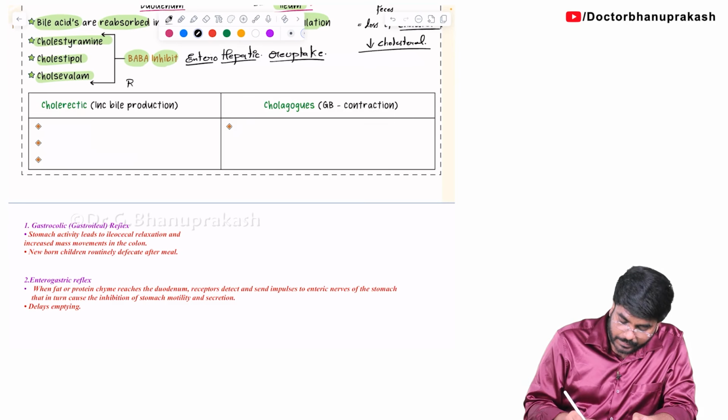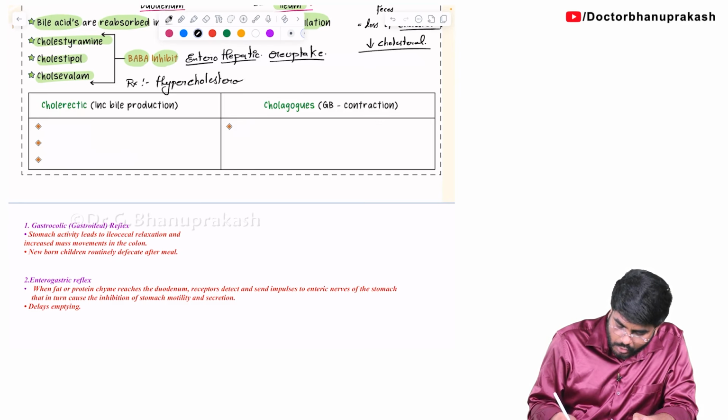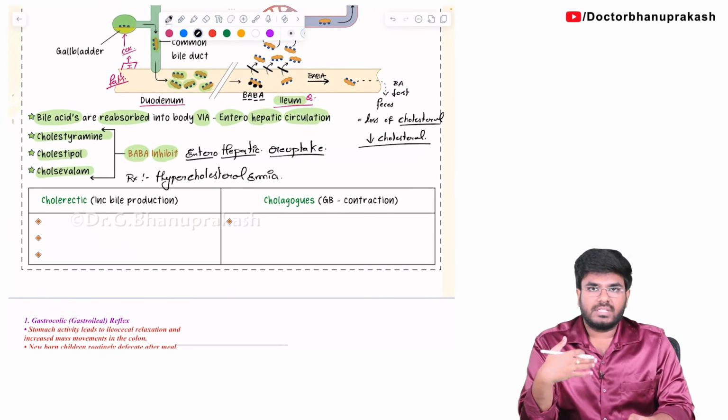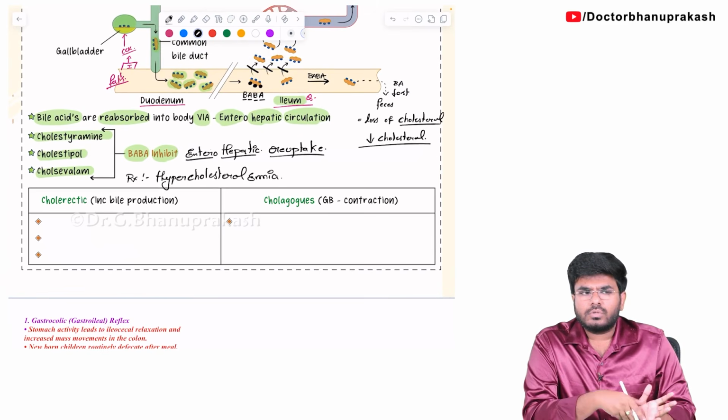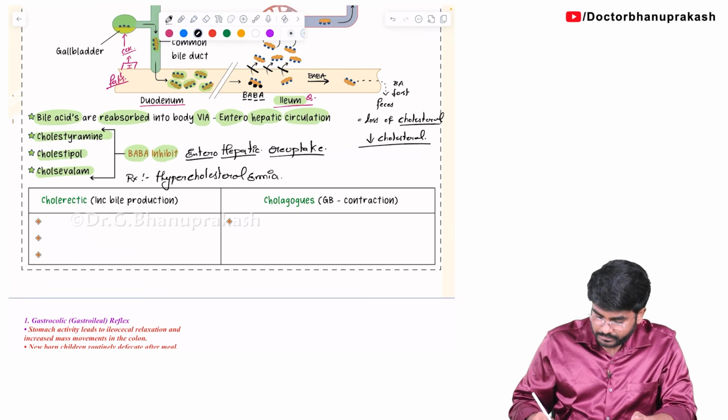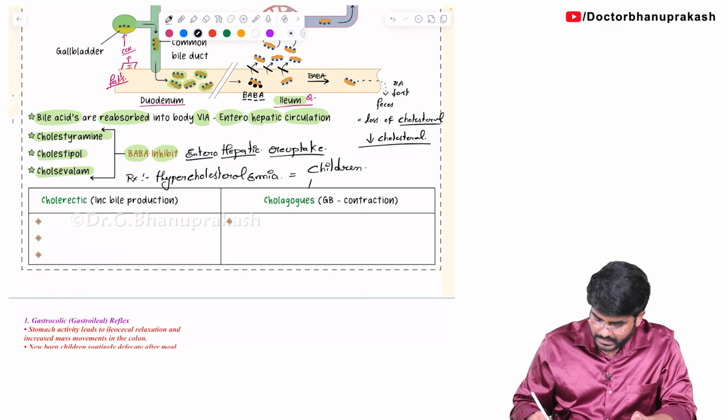They are used in the treatment of hypercholesterolemia. If a person has high levels of cholesterol, imagine I am the person having high levels of cholesterol, then by using these BABA drugs you can decrease my cholesterol levels. So BABA drugs are used in the treatment of hypercholesterolemia, especially in children and pregnant women.